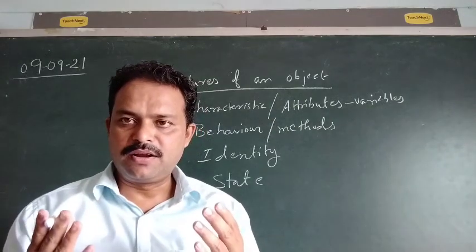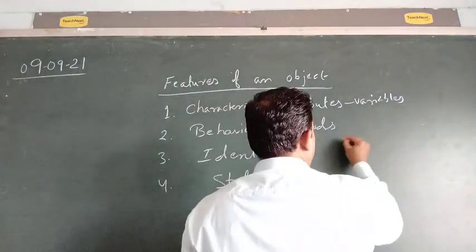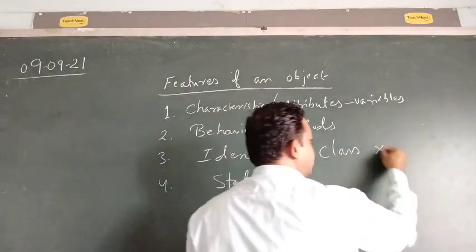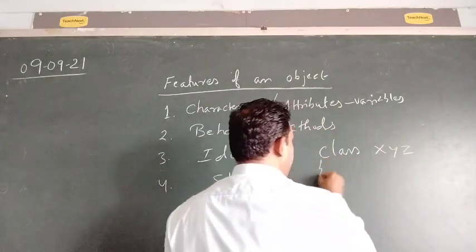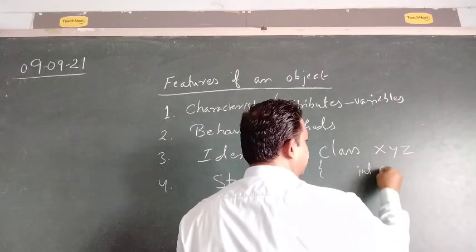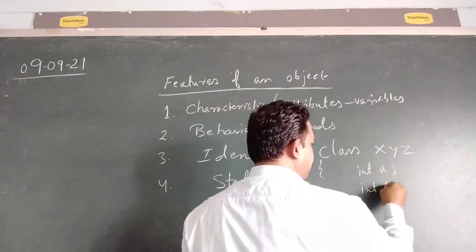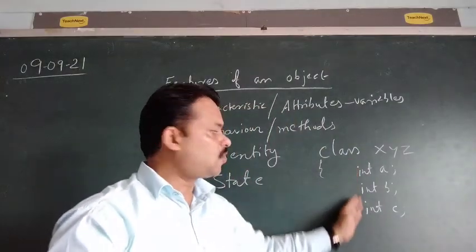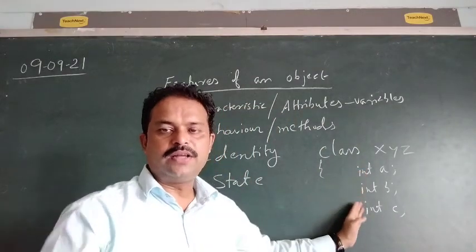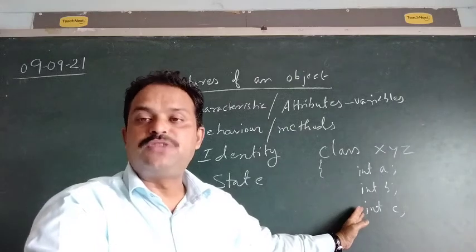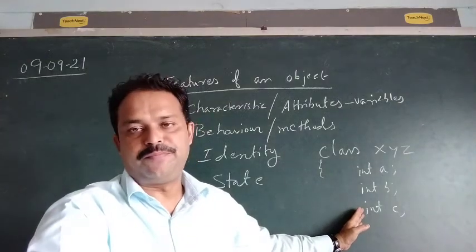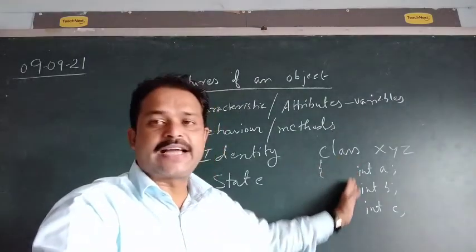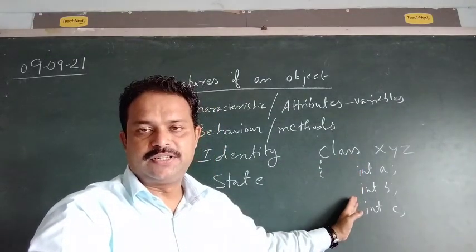Let me give you an example. When writing the program we say class XYZ, and inside the class we define certain variables: int A, int B, int C. They are called attributes with respect to the program. You can say it is a characteristic.